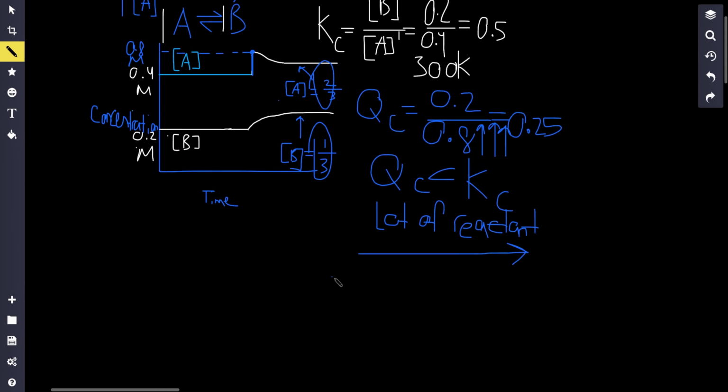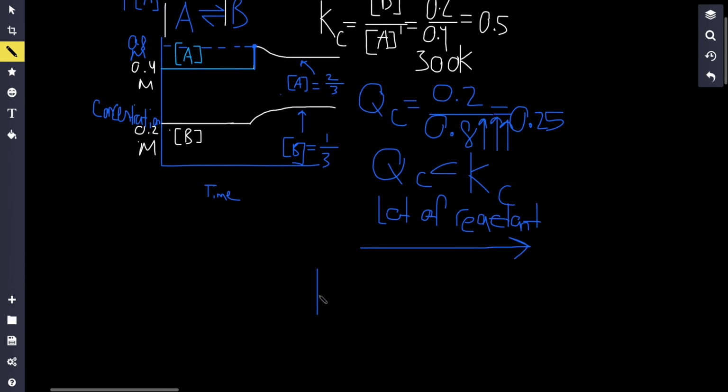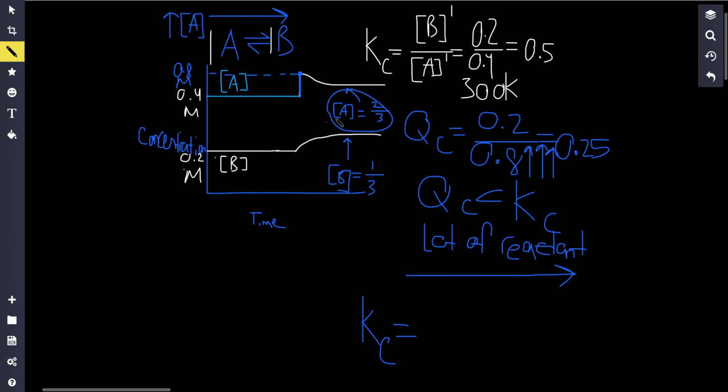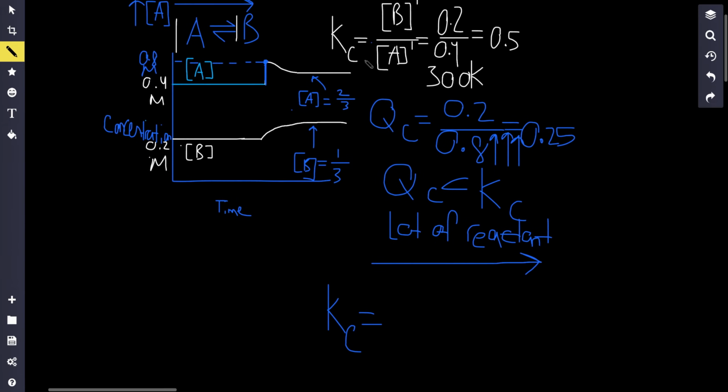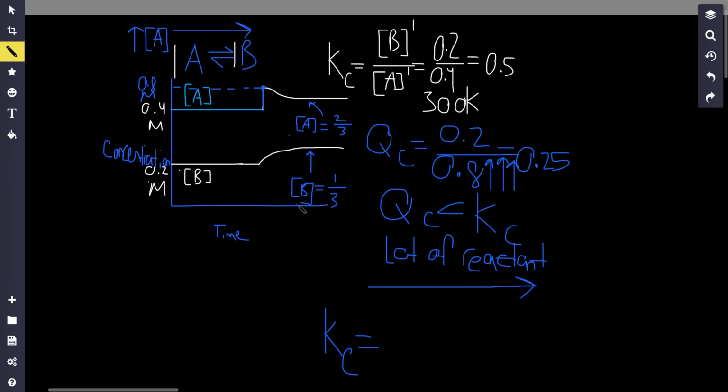So if I write out the equilibrium constant expression, something weird happens. Now that I've restored equilibrium, I can write out the equilibrium constant expression because these are the concentrations at equilibrium. Remember, only use the equilibrium constant if you have the concentrations at equilibrium. For this reaction, the equilibrium constant is the concentration of B over the concentration of A.